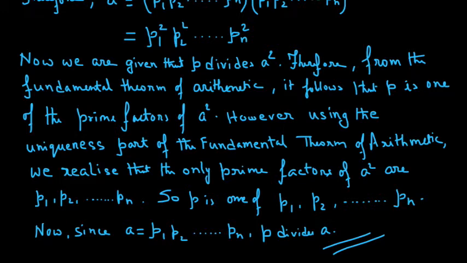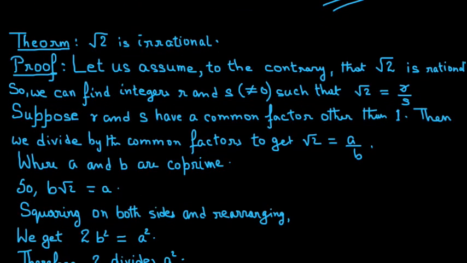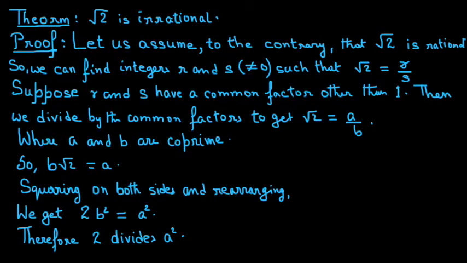Now let us see the next theorem. The next theorem we have to prove is that root 2 is irrational. So the proof is: let us assume to the contrary that root 2 is rational. So we can find integers r and s, s not equal to 0, such that root 2 is equal to r upon s. Since we have considered that it is rational, we can write root 2 is equal to r upon s.